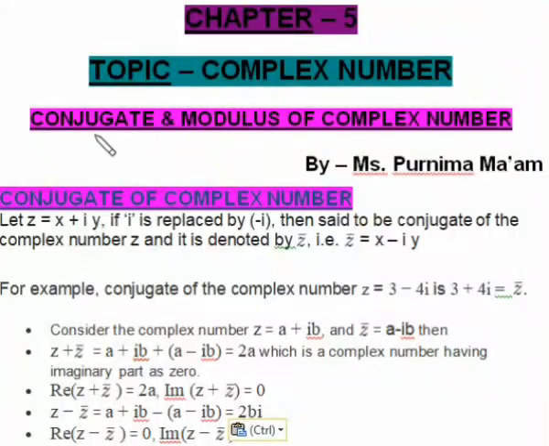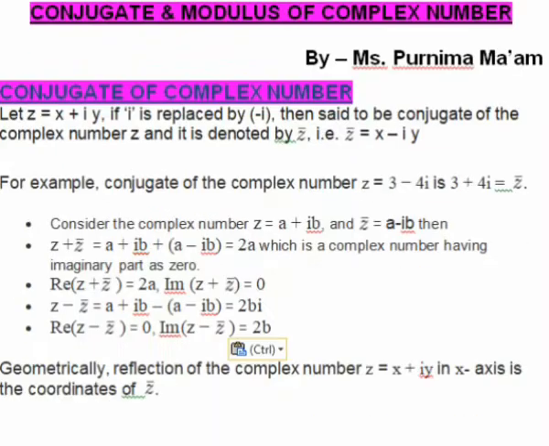Going to discuss the conjugate and modulus of complex number, that is a subtopic of complex number, class 11 mathematics. Now what about the conjugate of complex number? Let z is equal to x plus iy. If i is replaced by minus i, meaning the imaginary part is multiplied with a minus sign, then we say that the conjugate of the complex number, denoted by z bar, is equal to x minus iy.